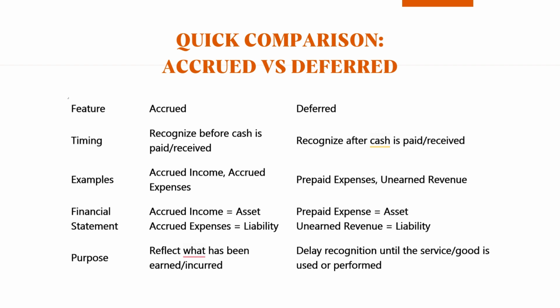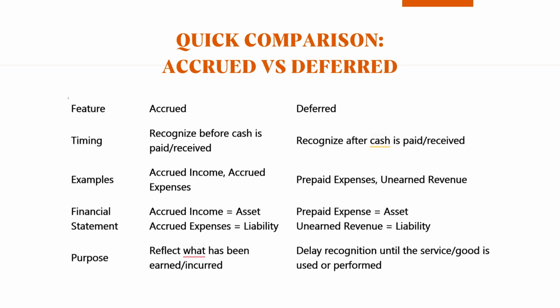Let's now do a quick side-by-side comparison between accrued and deferred accounts to help you clearly understand how they differ. First, the timing. When do you recognize the transaction? For accrued accounts, you recognize the transaction before cash is paid or received. For deferred accounts, you recognize it after the cash is paid or received. Think of accrued as earned or used but not yet paid, while deferred means paid or received in advance.